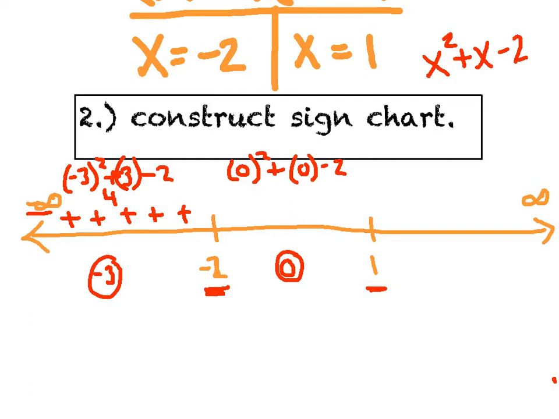Anyway, when we evaluate the 0, we get negative 2. Again, the focus is not on the 2 as much as the fact that we got a negative answer. And we'll fill in our sign chart with a series of negatives.